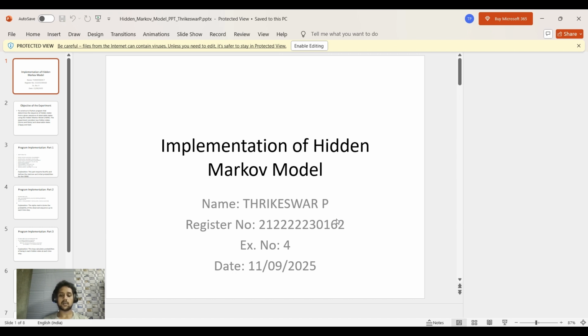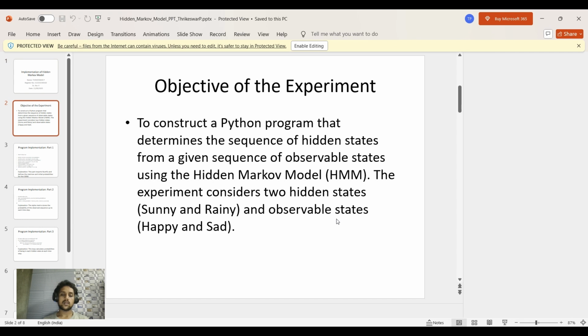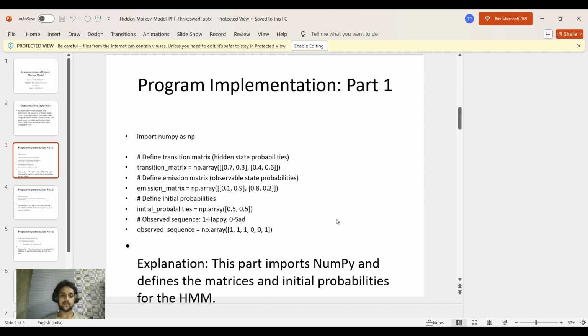That means HMM. Now, what is the objective of this experiment? To construct a Python program that determines the sequence of the hidden states from the given sequence of the observed state using the HMM, that means Hidden Markov Model. The experiment considers two hidden states, that means sunny and rainy, and two observed states, happy and sad.